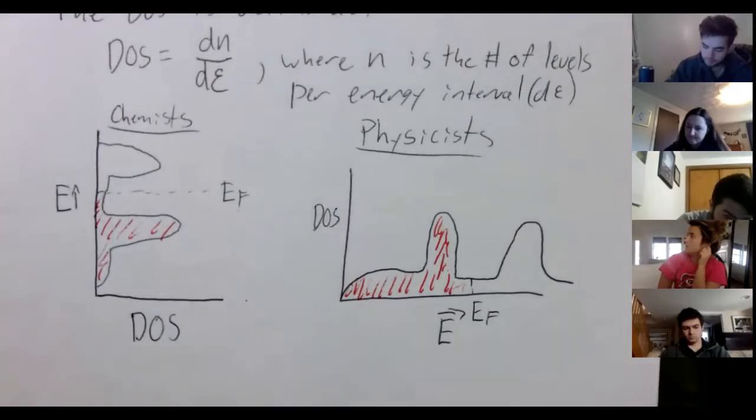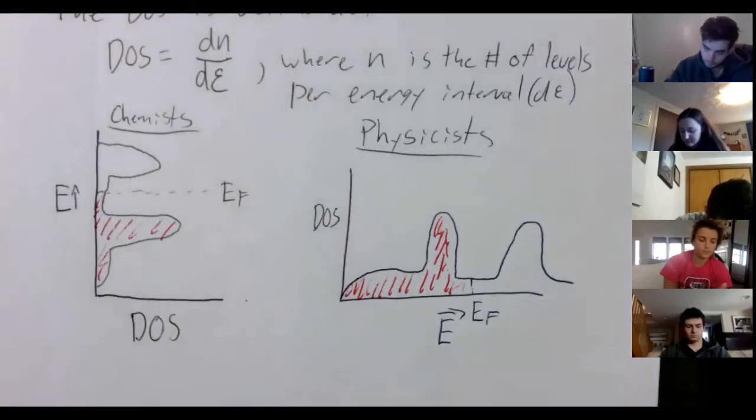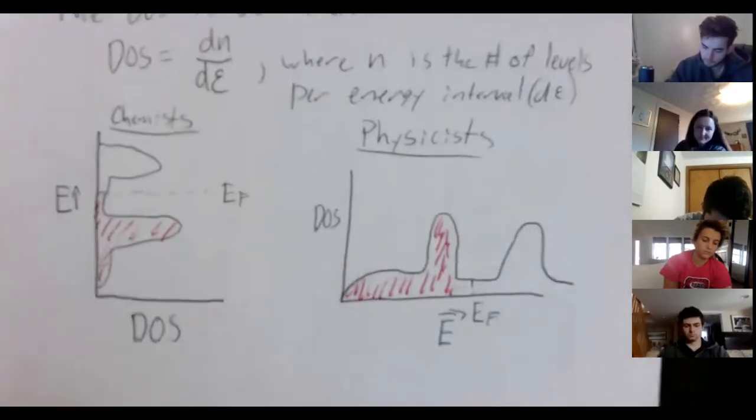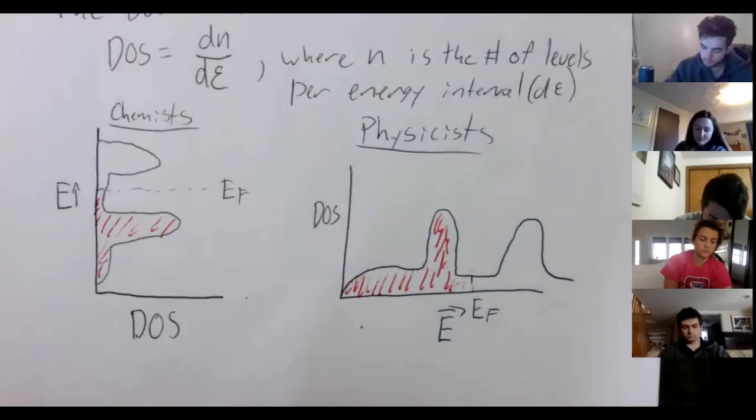Okay, so let's come up with some meaning behind this. Let's investigate a really simple system. We're going to look at the densities of states of an H2 molecule, and then we're going to move to a one-dimensional hydrogen chain. Sound good? Yep. Cool.